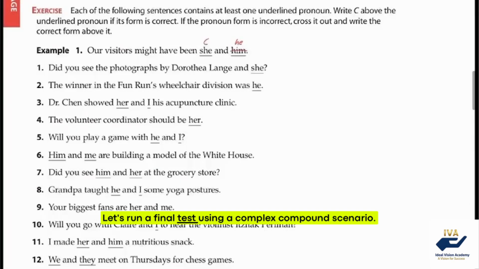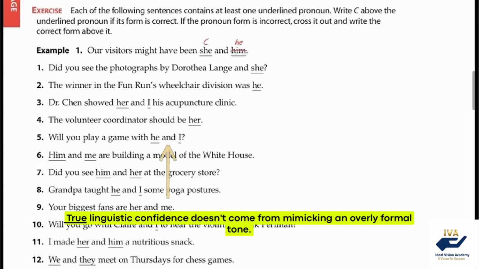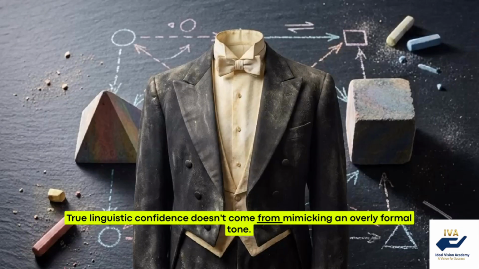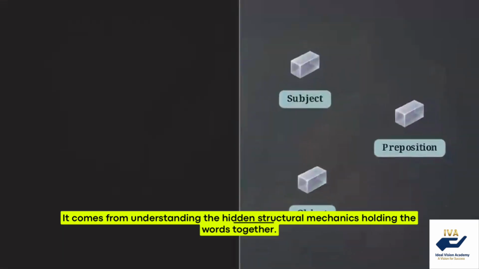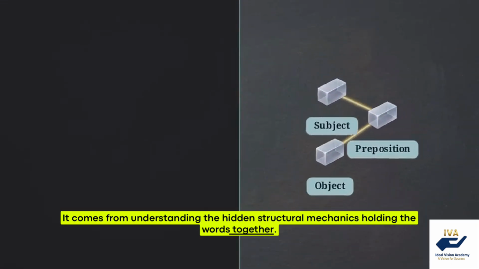Let's run a final test using a complex compound scenario. Look at sentence 5. Will you play a game with he and I? With is a preposition. Since prepositions demand receivers, both pronouns shift to the objective case, resulting in with him and me. True linguistic confidence doesn't come from mimicking an overly formal tone. It comes from understanding the hidden structural mechanics holding the words together.